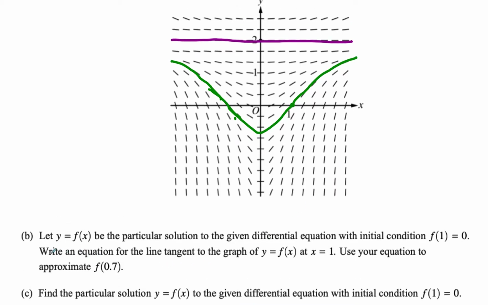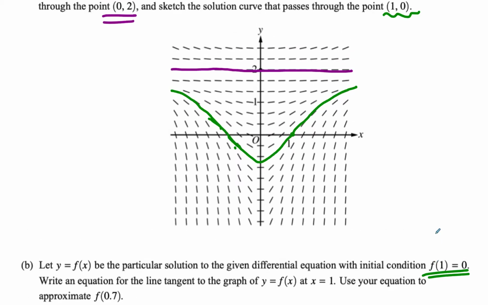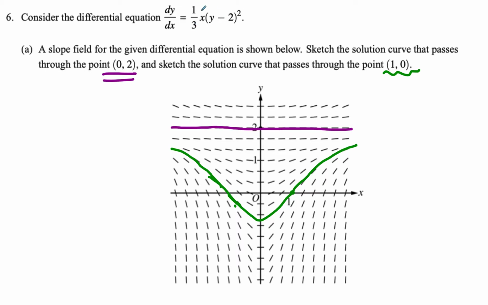Part B: let y equal f of x be the particular solution. I'm looking at the green one here that passes through (1, 0). Write an equation of the line tangent. In order to find the tangent line, we need a point and we need a slope. The slope can be found from the differential equation we have seen up here.